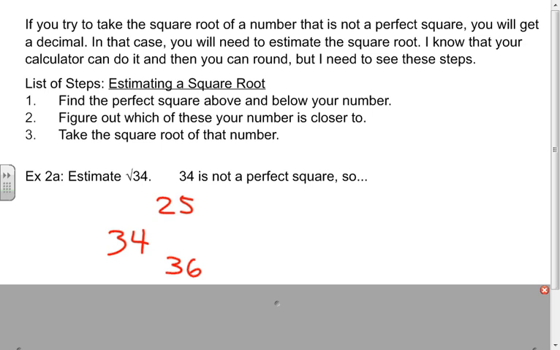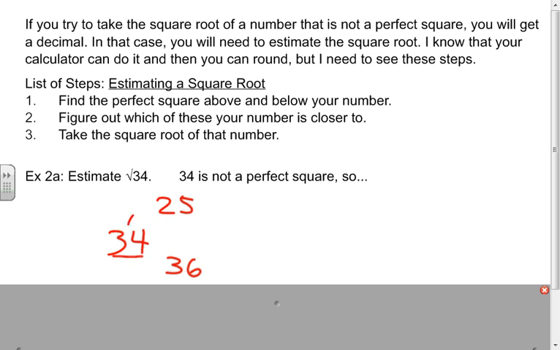And if you needed to, you could look at that by looking at that list that you just wrote down from the last slide. So 25 is the perfect square just before, 36 is the perfect square just after. Which of those two numbers, 25 and 36, is my number closer to?